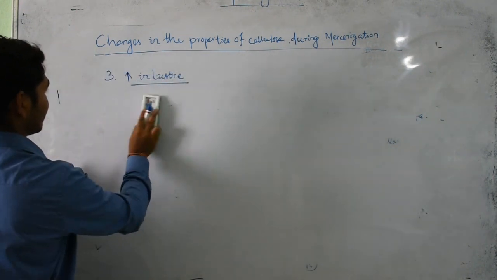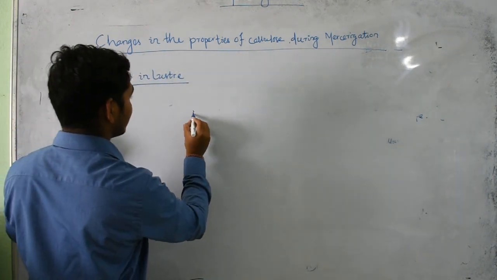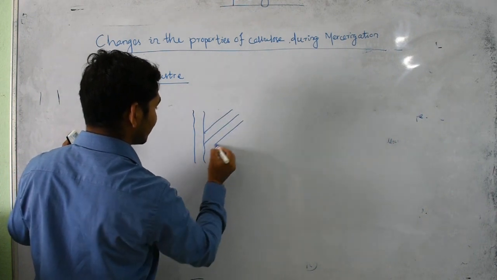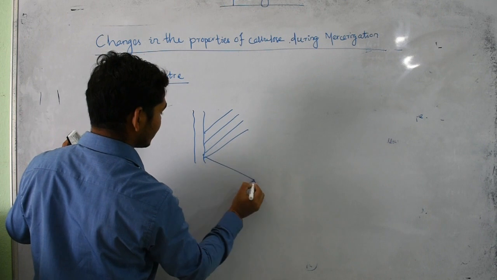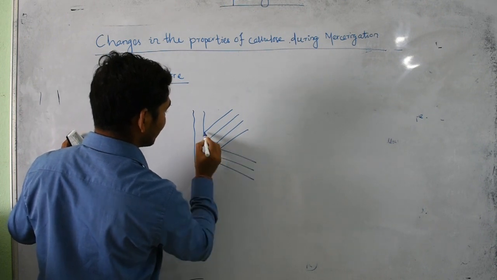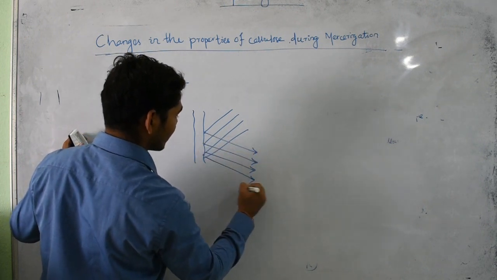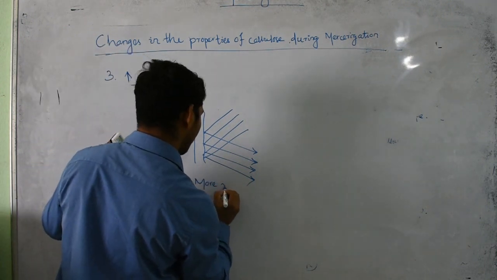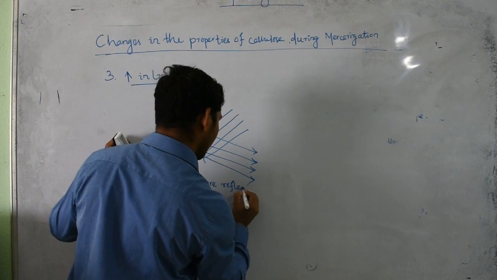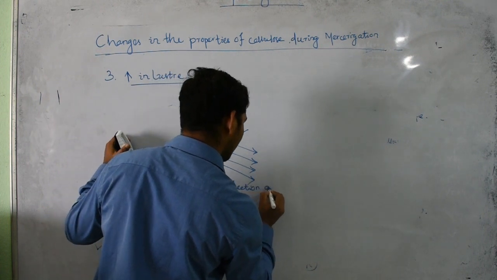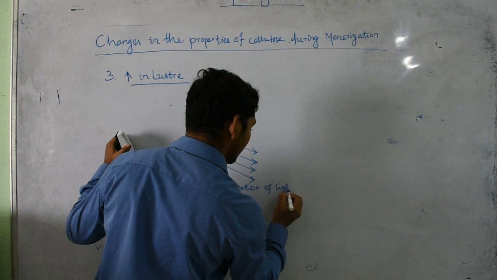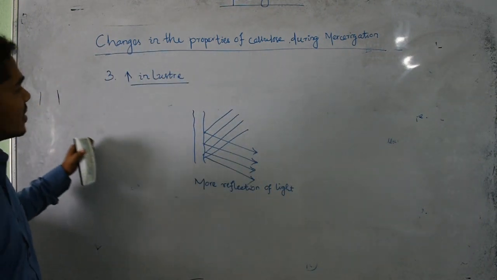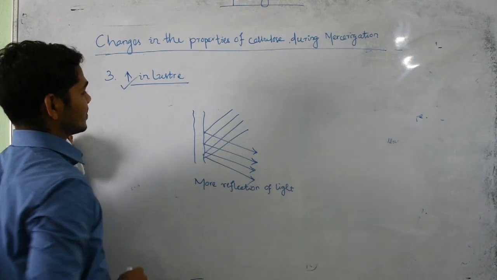And the third change that takes place is there is more reflection of light and less internal scattering. More reflection of light. Due to more reflection of light, the luster is increased.